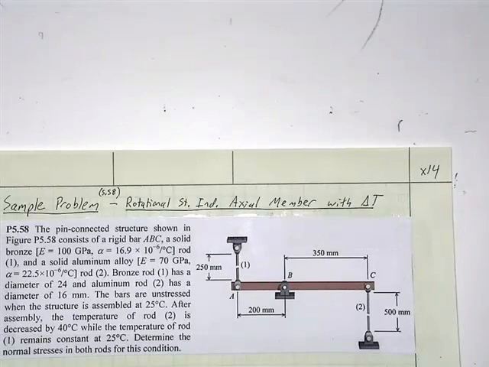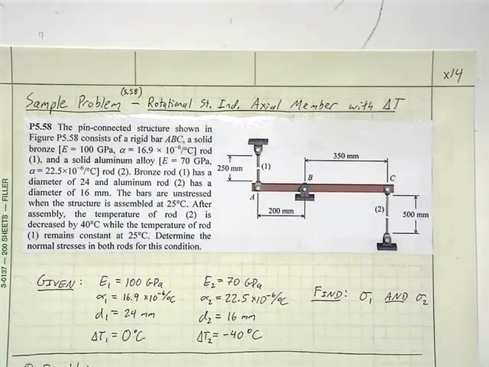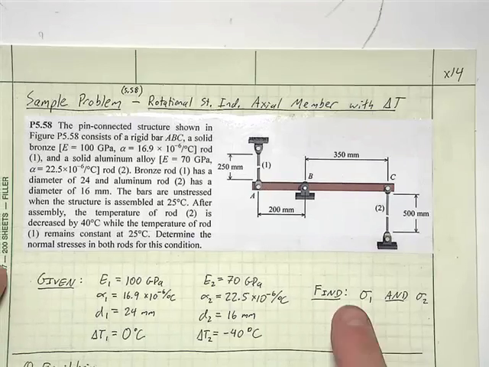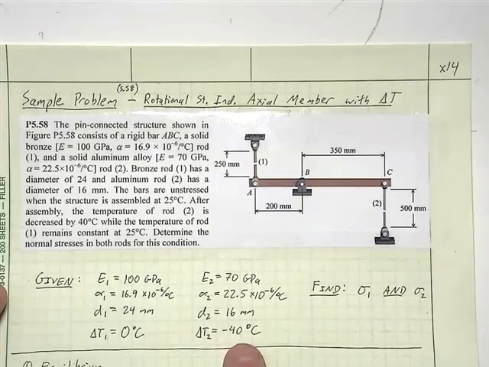And we just have one more problem, and it's going to be pretty similar to the last one, except there's no International Space Station involved here, no dark side involved here. But it's another rotational statically indeterminate axial member with a temperature change, and we're again just finding normal stresses. Here we're just given one temperature change.